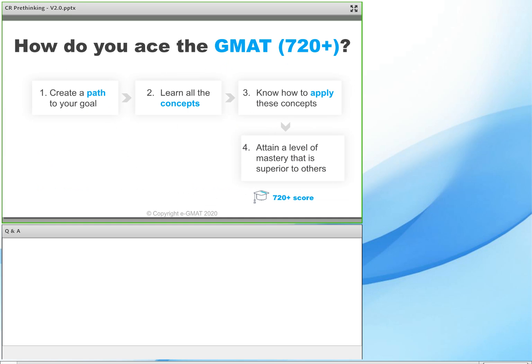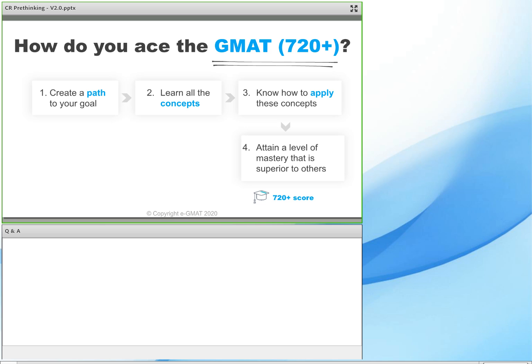And just to demonstrate one small component of the personalization that this learning architecture enables, I'm going to talk about just creating a study plan. So how do you ace the GMAT if you want to get to that score of 720 plus? 720 plus is that threshold. About 75% of you over here are aiming for that score. But again, the same methodology works for those who want to get to that 650 as well. It's just the same architecture.